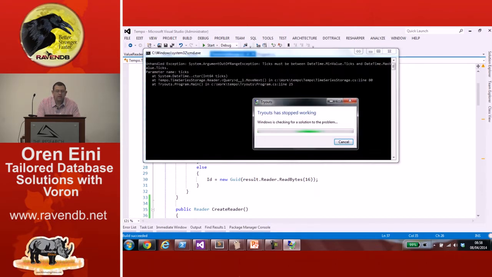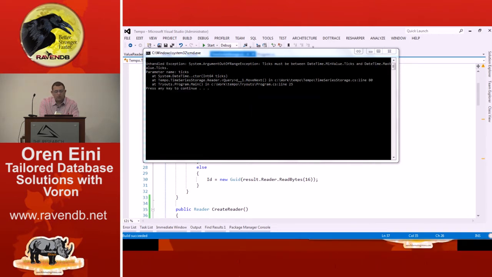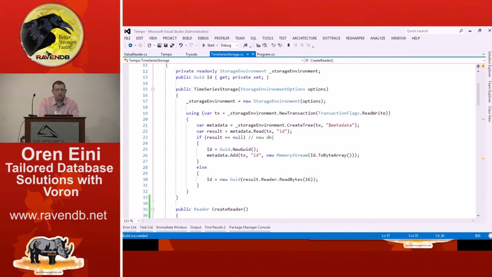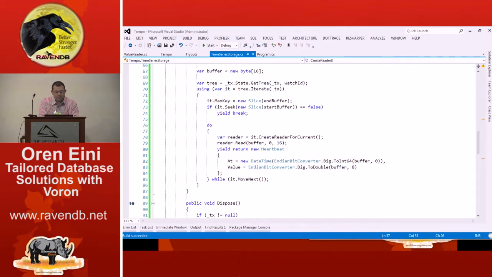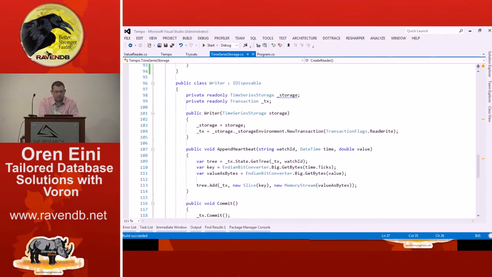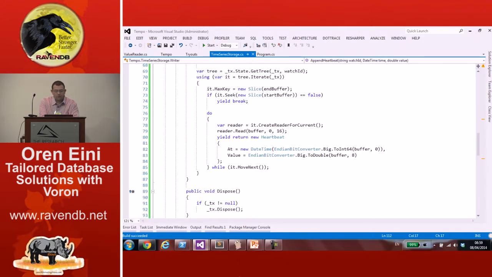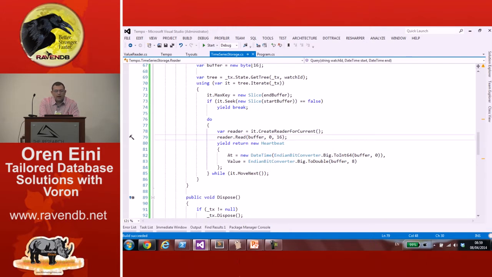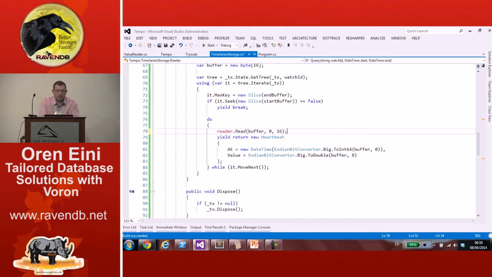So the problem is that ticks must be between min value and max value. Usually that's an indication that I'm switching the endianness. And yeah, that would help if I wasn't being stupid. I don't even need that.